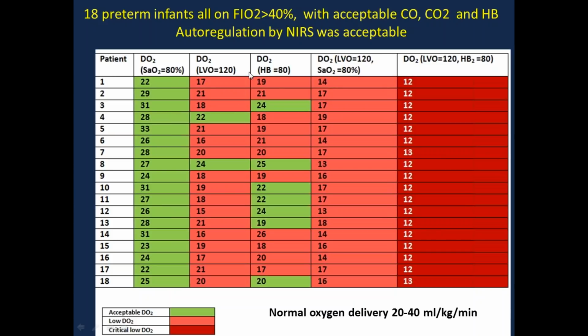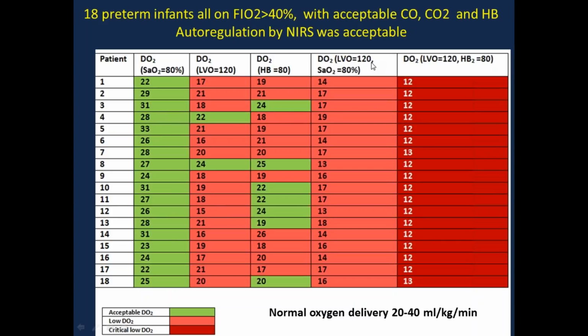Then we changed hemoglobin. We changed it in the equation to 80, and we kept cardiac output and saturation the same. There was also a significant change in the oxygen delivery, but the oxygen delivery changed more after we calculated cardiac output as 120 ml per kg per minute. The impact was much higher than that of low hemoglobin.